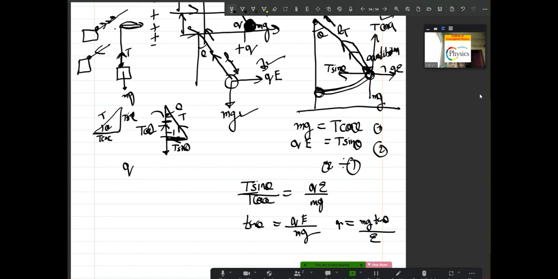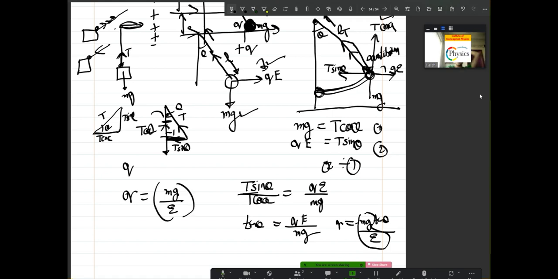Which of the options? q is equal to mg tan theta by E, which is option B. No, B is mg by E, into tan theta. It's a way to write it, you can write this in a very bracketish manner. That's what I was confused about.